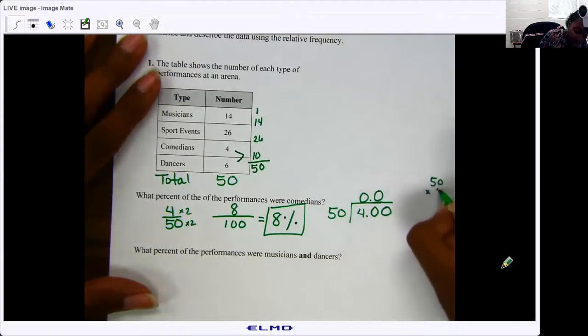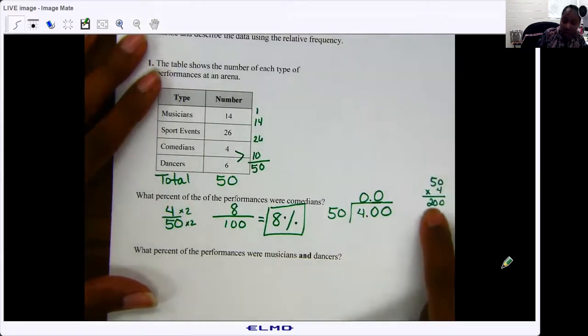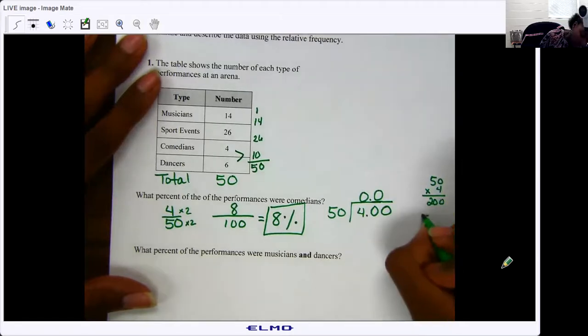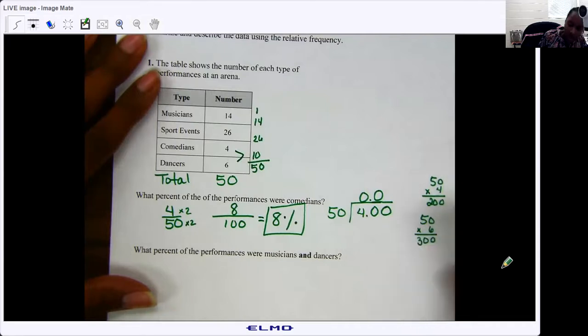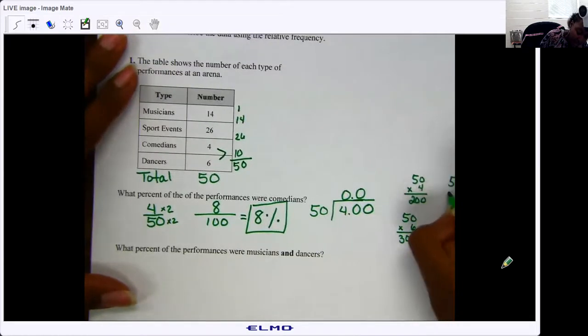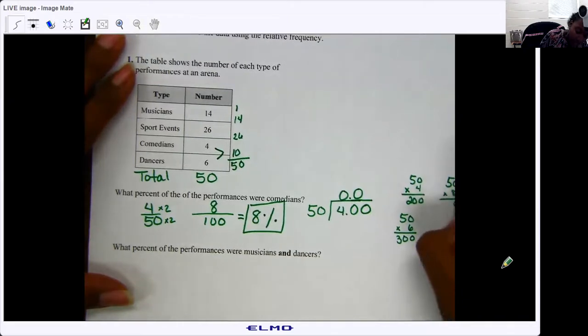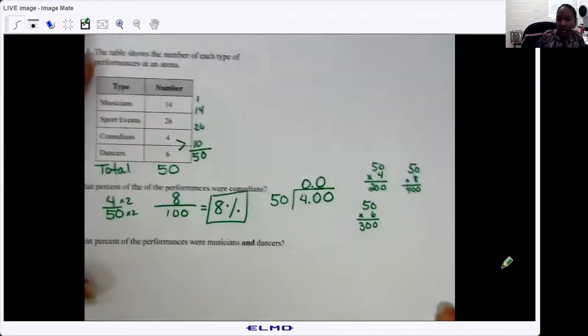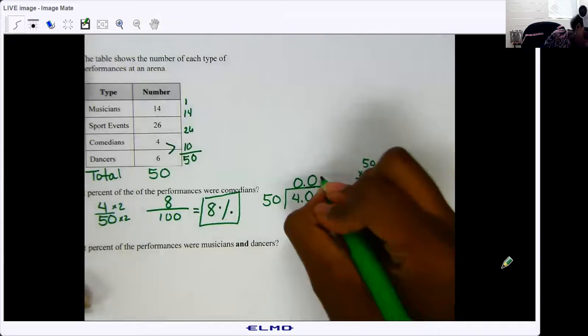Let's do 50 times 4. That's 200. So let's do 50 times 6. Almost there. Let's try 50 times 8. All right, so we got to 400 with 8.